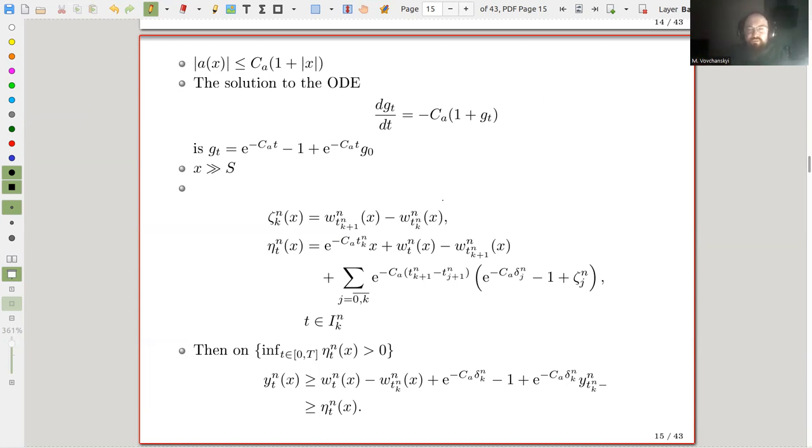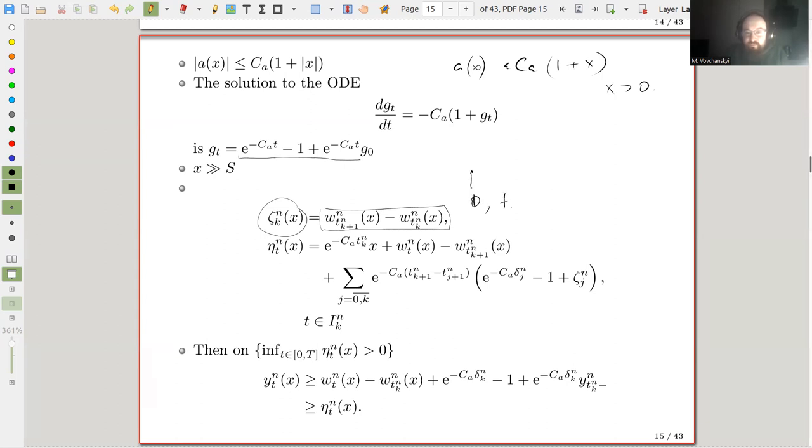And for that, I would introduce such an ODE. So a of x is less than C(1 plus x) if x is positive. And I know the solution to this equation. Now I will introduce the increments of the corresponding Brownian motion for fixed x. And I will introduce this process. So this process just does the following. On the time interval 0, t, it solves the ODE with a very bad drift. So it moves very slowly.